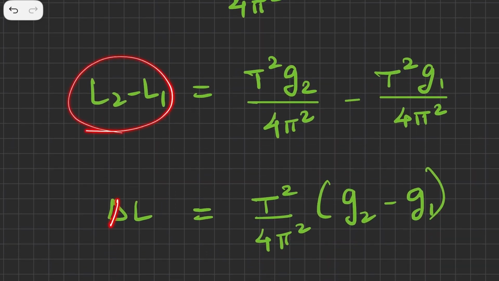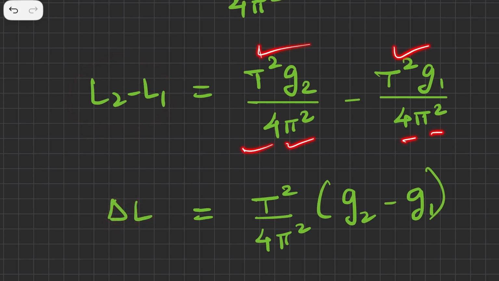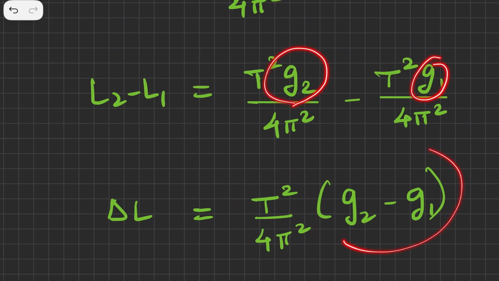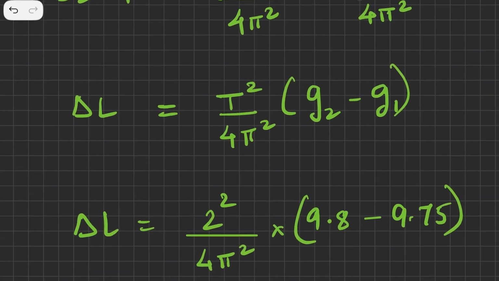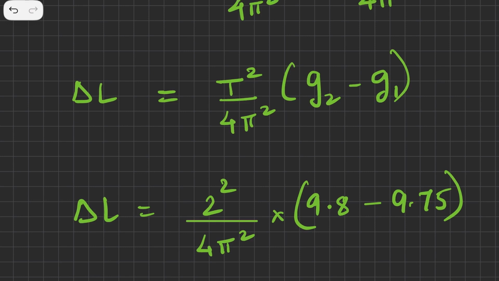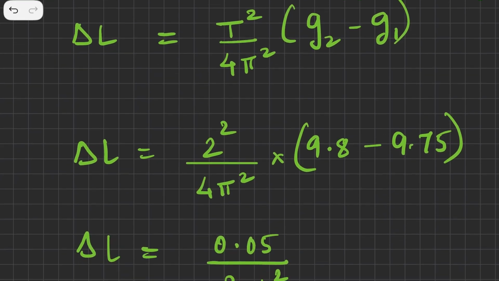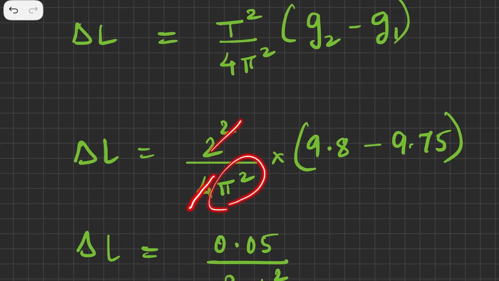This is nothing but change in length. Change is represented by a delta, which is equal to, now T square 4 pi square are common, so I have taken that common. G2 minus G1 remains inside the bracket. Okay, after that, if I put the value T is equal to 2, so 2 square is 4, and both will get cancelled out, pi square will remain.